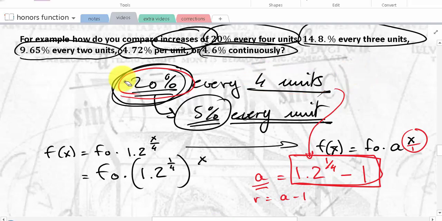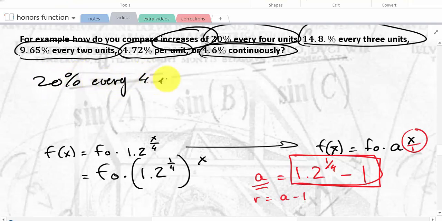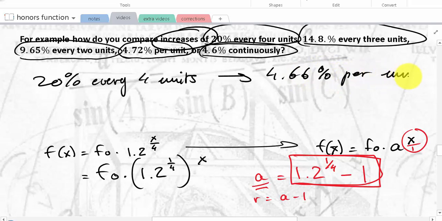So 20%, actually, you know what I'm going to do right here? I'm going to erase all of that. I need to keep track of what I'm doing, and it's a bit messy. So 20% every 4 units corresponds to 4.66% per unit. That's what it corresponds to.